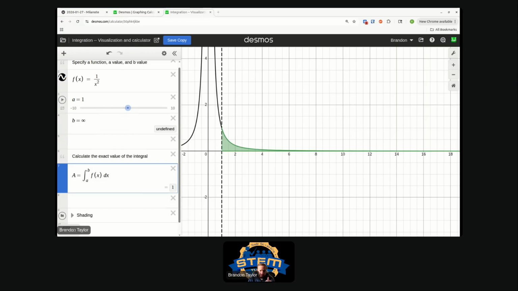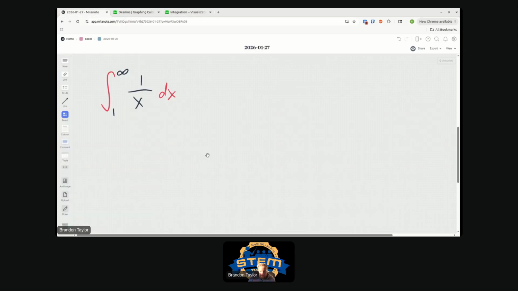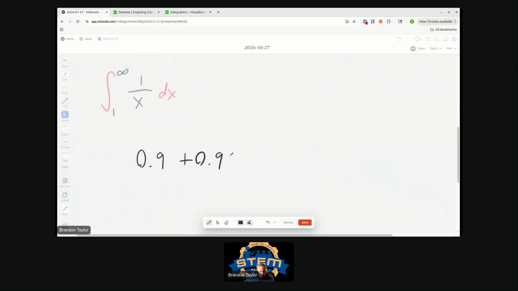Just as b grows forever, as the width goes to the right forever, we will continue to add positive area, but we'll never hit 1. That's essentially what we're saying. And again, if that seems like a weird idea, this is something that made it click for me. Think about this: 0.9 plus 0.09.